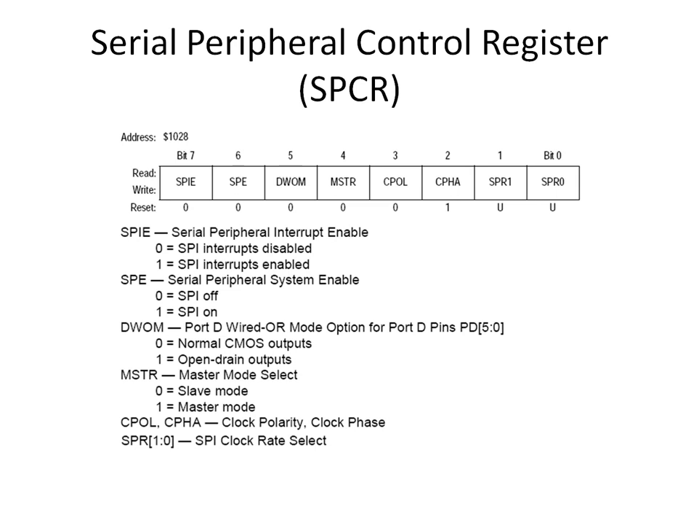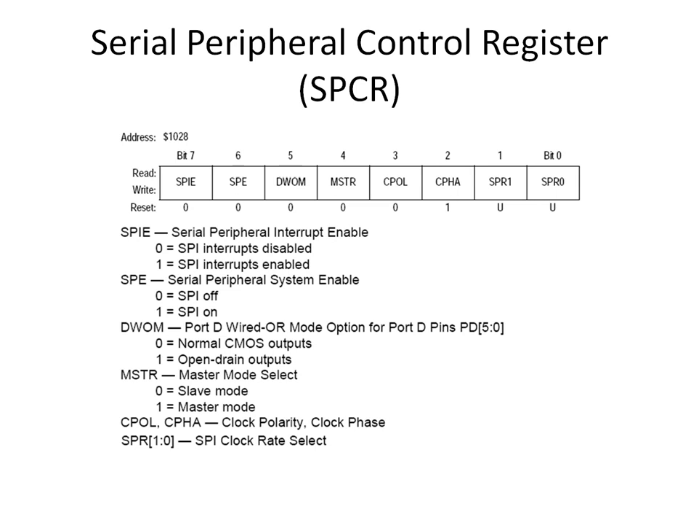Then we have the DWOM, the Port D Wired OR mode option for Port D pins, PD5 down to PD0. If we set it to a 0, we have normal CMOS outputs. If we set it to 1, we have open drain outputs. If you were to set it to open drain outputs, you would have to have some sort of external pull-up resistor, tied to a VCC. Most likely it would be plus 5 volts.